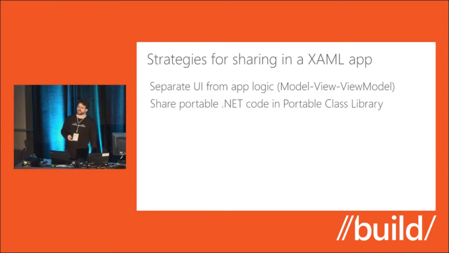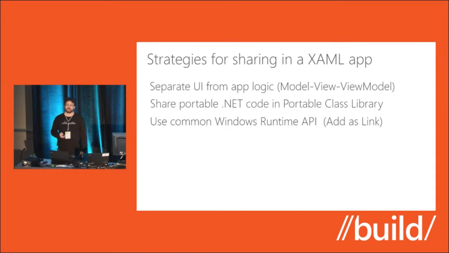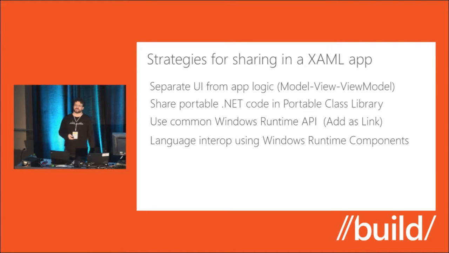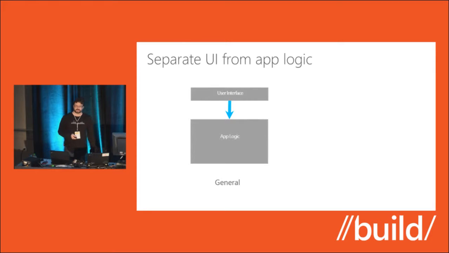Then there's an opportunity to share a lot of .NET code, portable .NET code, in a portable class library. This will be written once and shared across both apps. We'll then walk through some use of the common Windows Runtime API, and we'll show single source there in terms of sharing code using the add as link technique from Visual Studio. And then we'll wrap up and show the use of a Windows Runtime component that you can build and you can use for language interop and various other things in your app.